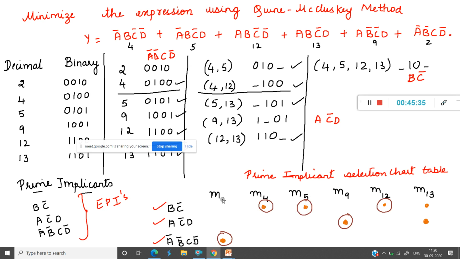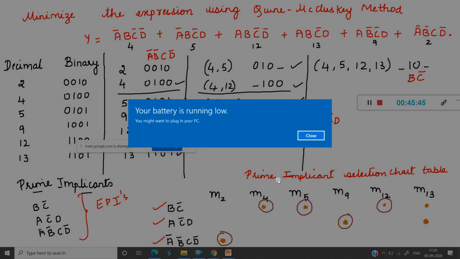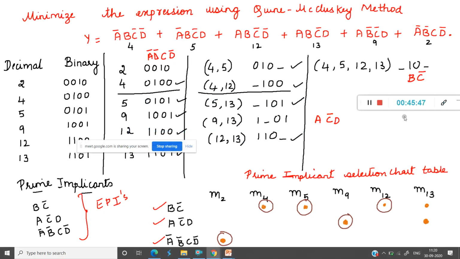So now see here, this is a single column. This one is an EPI. A bar, B bar, C, D bar, that is 2, that is an EPI. Next, this one is also an EPI. BC bar is also an EPI because it has a single dot. This is also a single dot, so it's already covered here. Next, in M9, the second row has a single dot, so that particular row is also an essential prime implicant. So whichever column has a single dot, that particular row is an essential prime implicant.